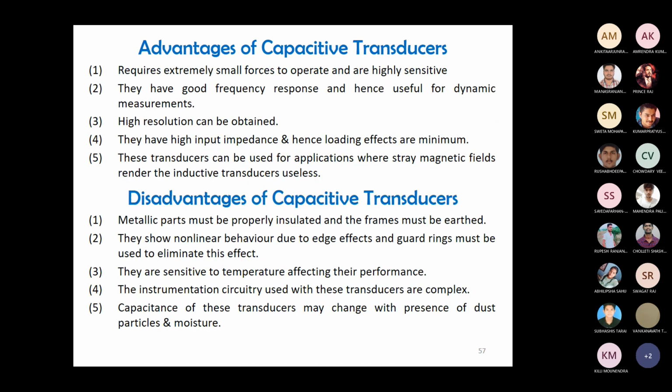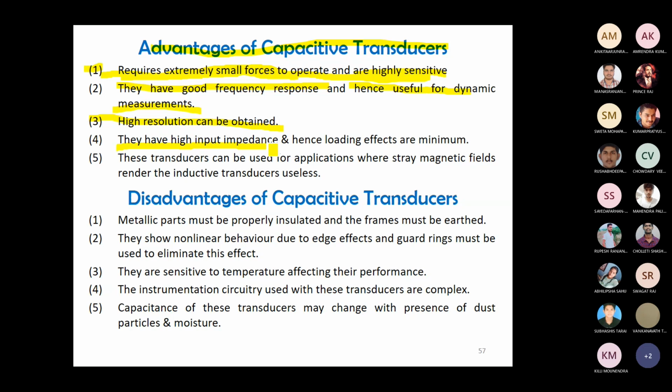What are the advantages? You can see the advantages of the capacitive transducer. Number one, it requires extremely small forces to operate and is highly sensitive. That is why it is a very costly device, which is another disadvantage. They have good frequency response, useful for dynamic measurement, meaning you can observe very minimal changes in their response. High resolution can be obtained.